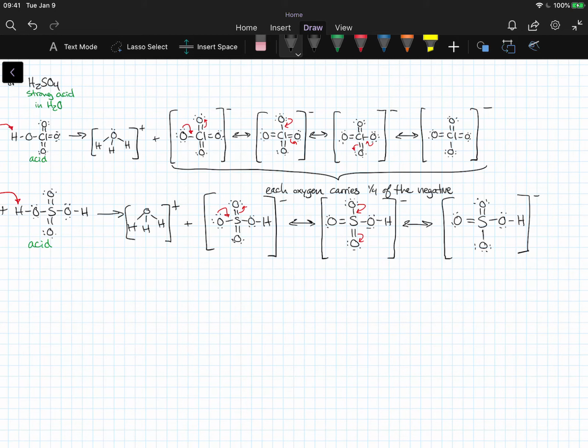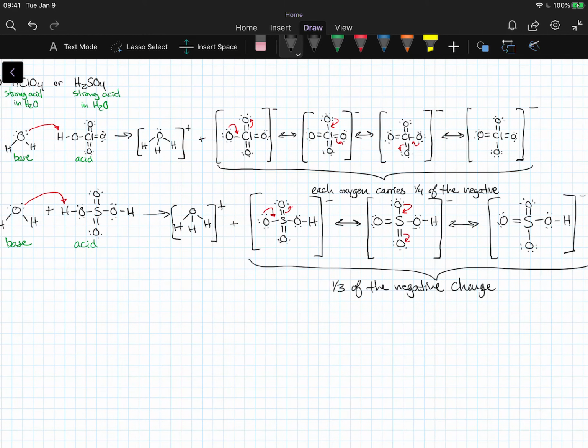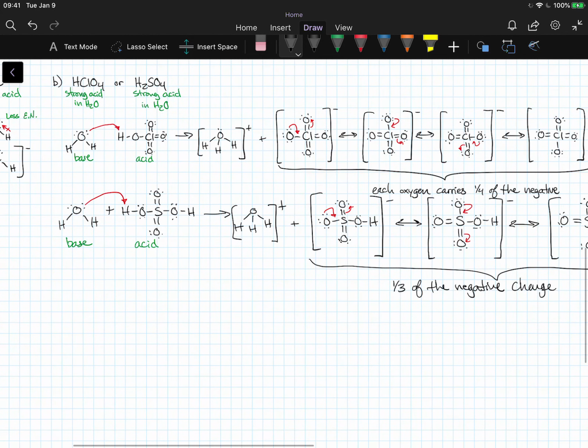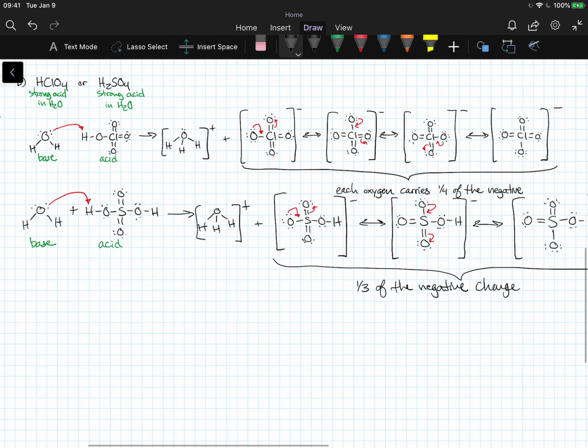So now we've delocalized that negative charge, but we can only do it a third of it, so each oxygen carries a third of the negative charge. Of course, a third is larger than a fourth, so in this case, each oxygen is having to carry more of that negative charge. That makes it less happy. It doesn't like to do that. So in any case, in water, it would still do this. It's still a strong acid. The first proton from sulfuric acid is still a strong acid.